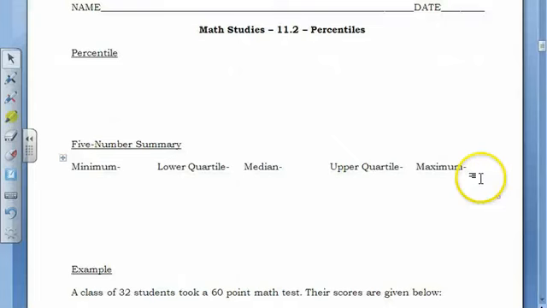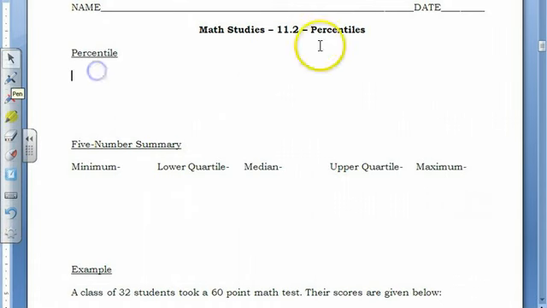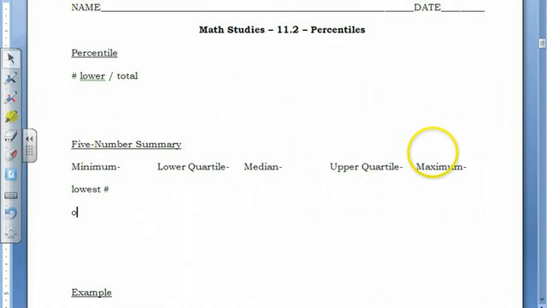Okay, this is for Math Studies C, section 11.2, percentiles. A percentile is generally defined as the number lower than the given number divided by the total. So in a 5-number summary sense, the minimum, which we all know is the lowest number, is also thought of as the 0 percentile because there are 0 numbers lower than the minimum.